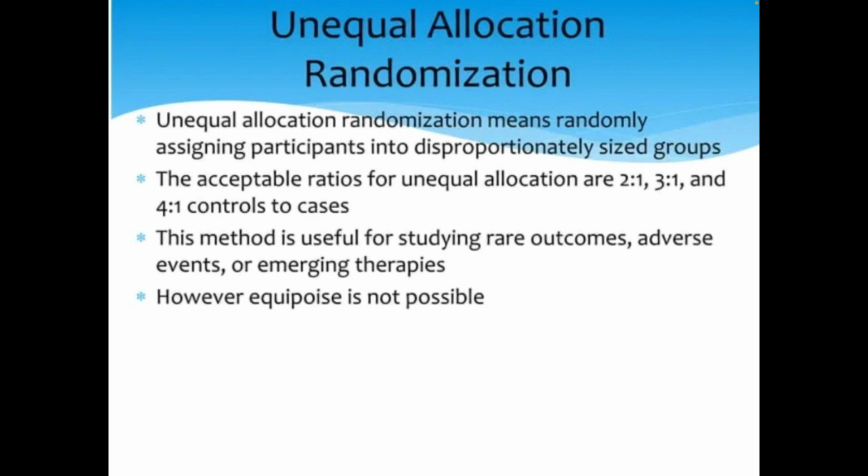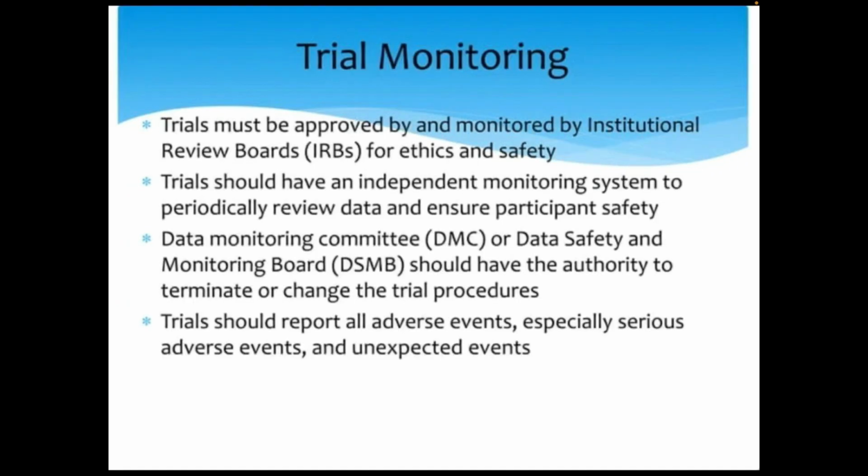Unequal allocation randomization means randomly assigning participants into disproportionate size groups. The acceptable ratios for unequal allocation are 2:1, 3:1, and 4:1 controls to cases. This method is useful for studying rare outcomes, adverse events, or emerging therapies. However, equipoise is not possible.